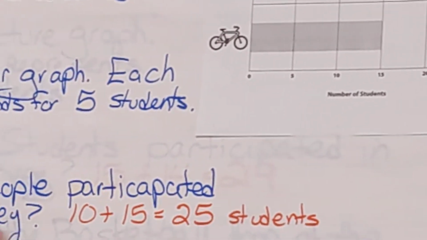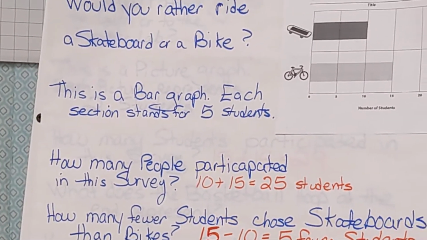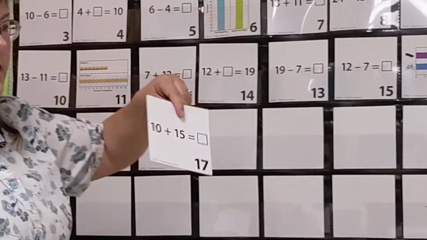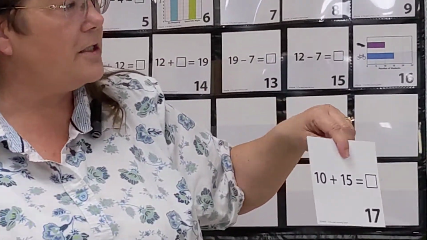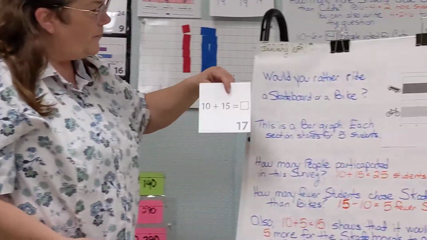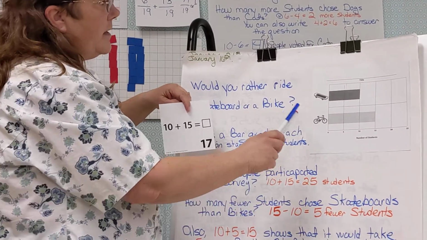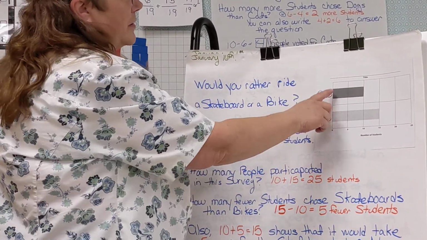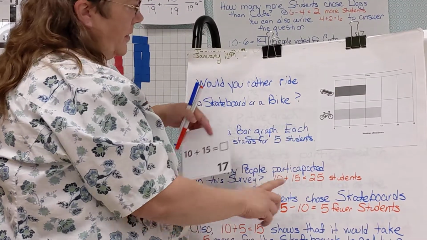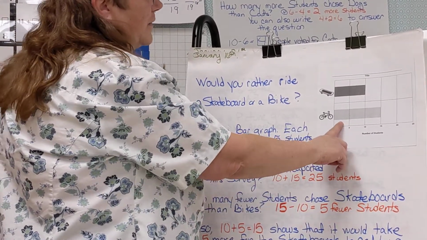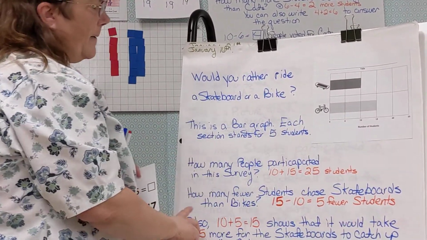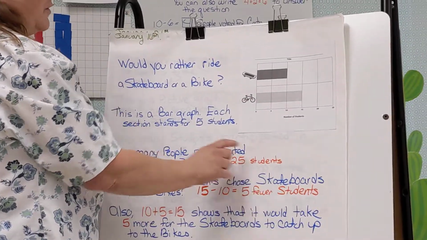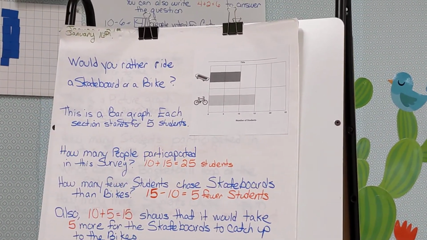Our first equation, how many people participated in this survey? That should look exactly like our first one past the graph. So 10 skateboarders, 5, 10. 15 bikes, 5, 10, 15. So 25 students participated in this survey.